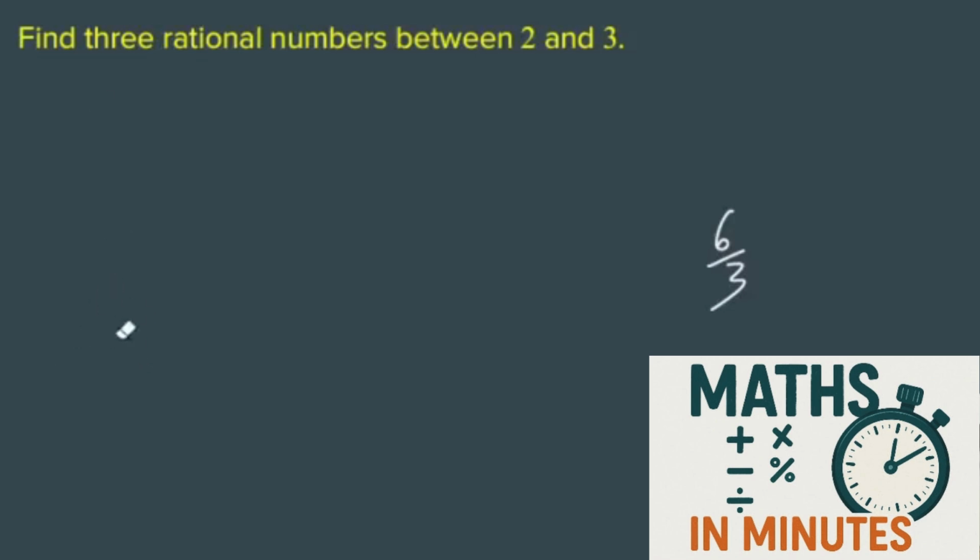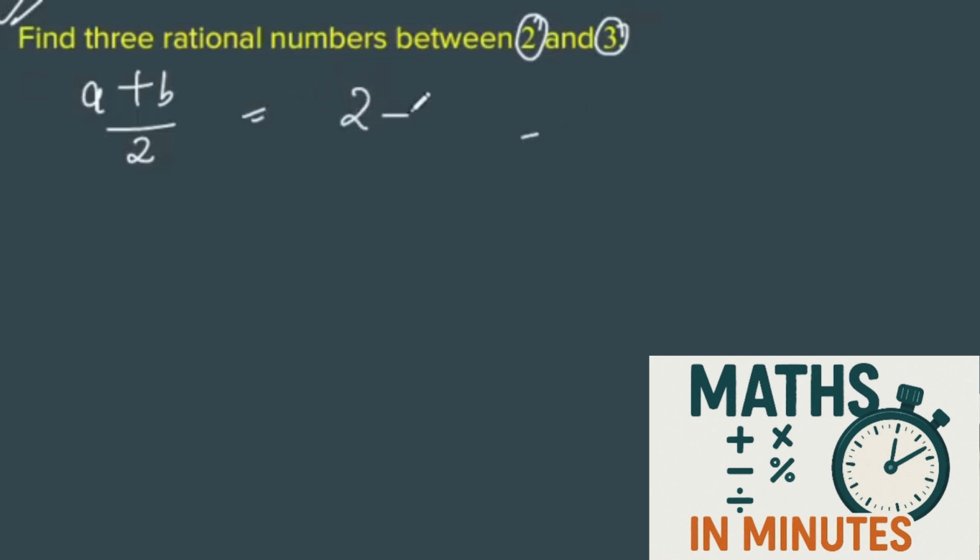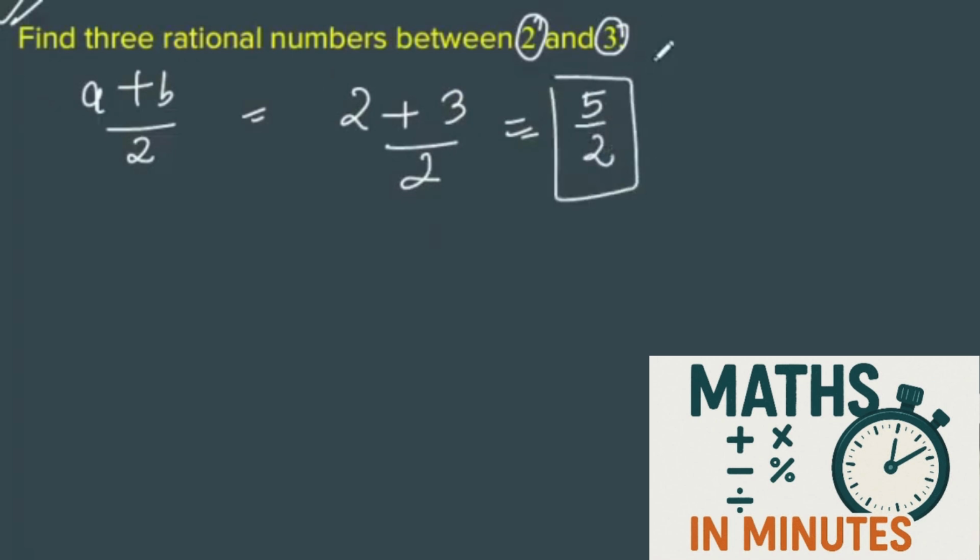Let's take an example. They are saying find three rational numbers between 2 and 3, right? So this question we will do with the formula only, that is a plus b upon 2. This is your a, this is your b, right? So the formula is a plus b upon 2, so 2 plus 3 upon 2, that is 5 upon 2. You got a rational number 5 upon 2. That means if this is 2, this is 3, then 5 upon 2 will lie somewhere between 2 and 3. So this is your first rational number.